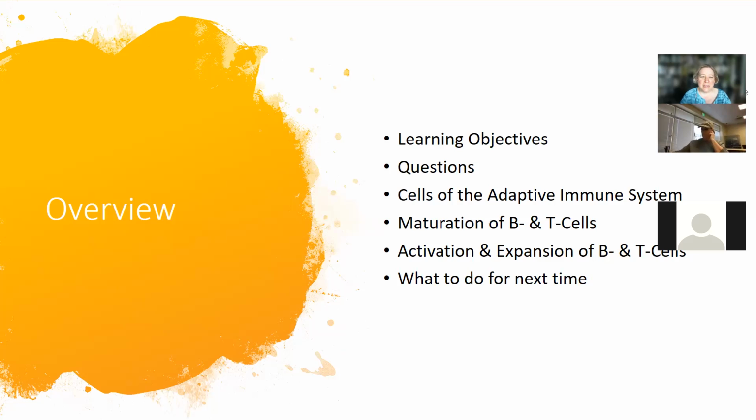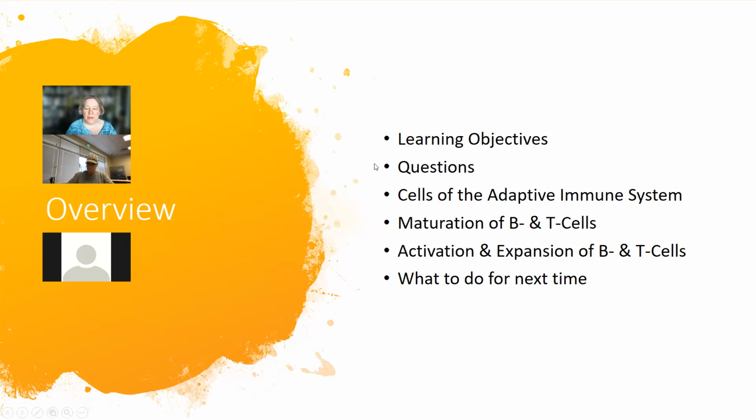Okay, so specifically today, we're going to be covering the learning objectives. I'll open it up to questions. Then we'll talk about the cells of the adaptive immune system. We'll talk about maturation of B and T cells. And then we'll talk about activation and expansion of B and T cells. Okay. And then we'll kind of put a pause in the story, so to speak, and talk about the effects of activated B cells and T cells. Okay. And we'll talk about what to do for next time.